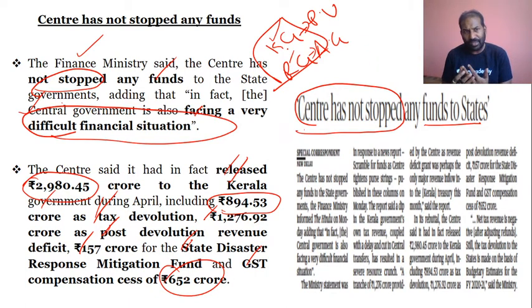But again, if you look at the finance ministry statements, it very clearly states that they are responding. They are going ahead with giving the money in the form of tax devolution, post devolution revenue deficit, State Disaster Response Mitigation Fund, GST compensation cess. Everything, they are saying, they are giving back to the states. So we should wait and look at it.